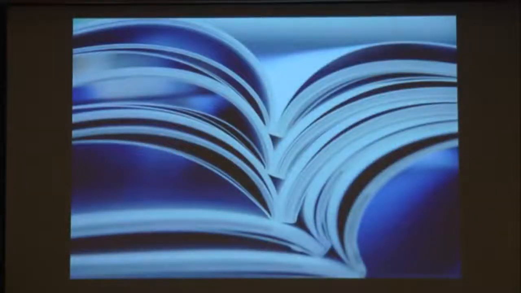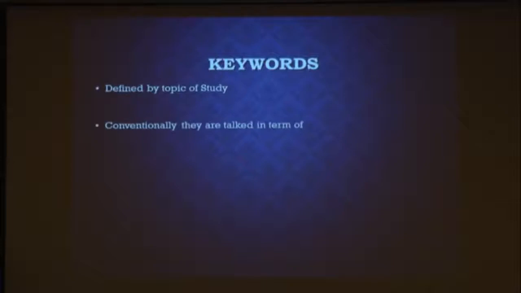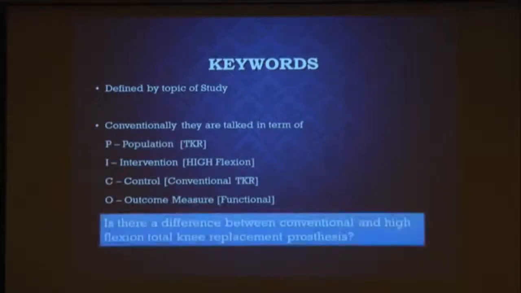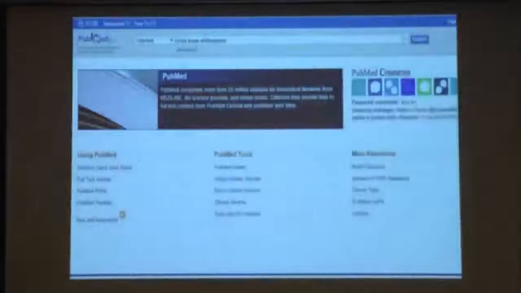So let's see how to find relevant literature. Very difficult: 6,000 articles per day, finding a needle in a haystack. How to go about doing it? Like we went through the concept of keywords, defined by the topic, the PICO format is there. So we use the PICO format to do a literature review very easily. These are the resources, PubMed and Google. We'll see just PubMed today.